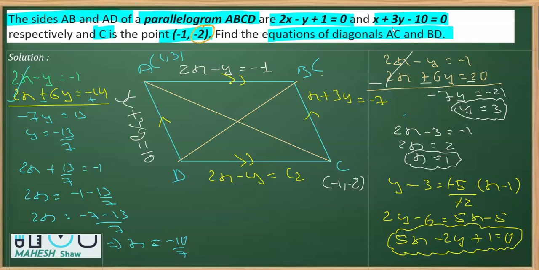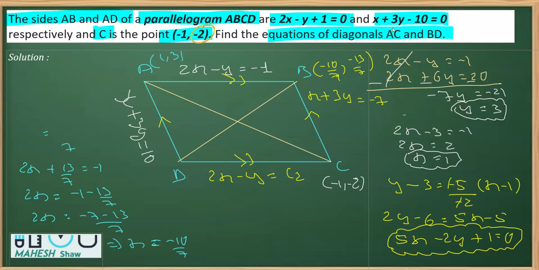So that means we got the coordinate of B, whose x coordinate is -10/7 and its y coordinate is -13/7. Now, as we have got the x and y coordinate of this, similarly, we are going to get the x and y coordinate of the other point, that is D. Now I'm using the same method to do it.